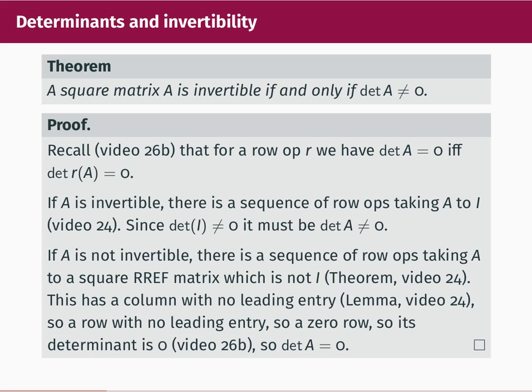And conversely, if A is not invertible, we can still do a sequence of row operations to take A to a row-reduced echelon form matrix, and that matrix can't be the identity. If you've got a square row-reduced echelon form matrix which is not the identity, it's got a column with no leading entry. We proved that in the lemma in video 24. It's got the same number of rows as columns, so it must have a row with no leading entry. But a row with no leading entry is all zeros. That means the determinant of this row-reduced echelon form matrix is 0, and since we reached it by doing row operations to A, the determinant of A must be 0 as well.